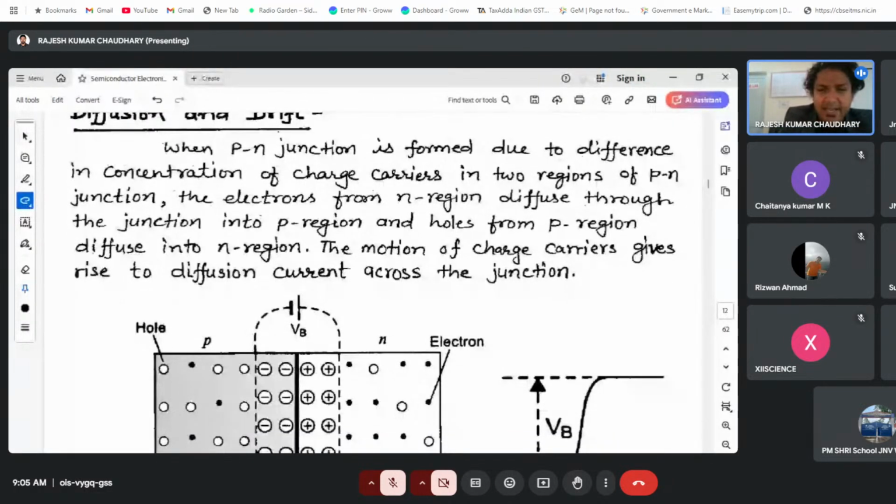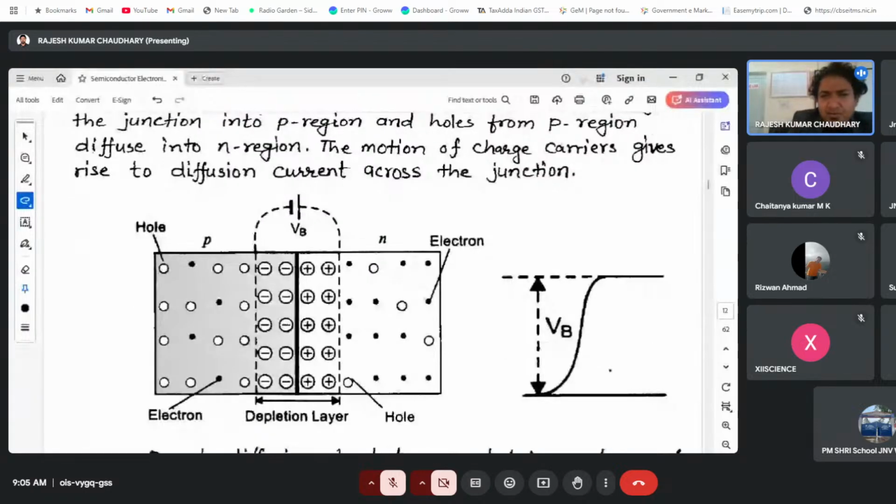Diffusion. And in the diffusion process, electrons from the n side will be jumping towards the p side. Got it? Electrons from the n side will be jumping to what? The p side. And holes from the p side will be jumping to the n side. Are you getting my point, my dear students?